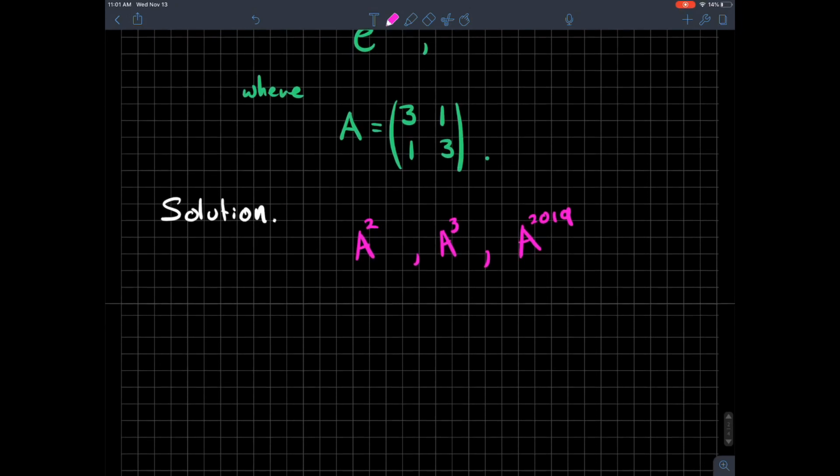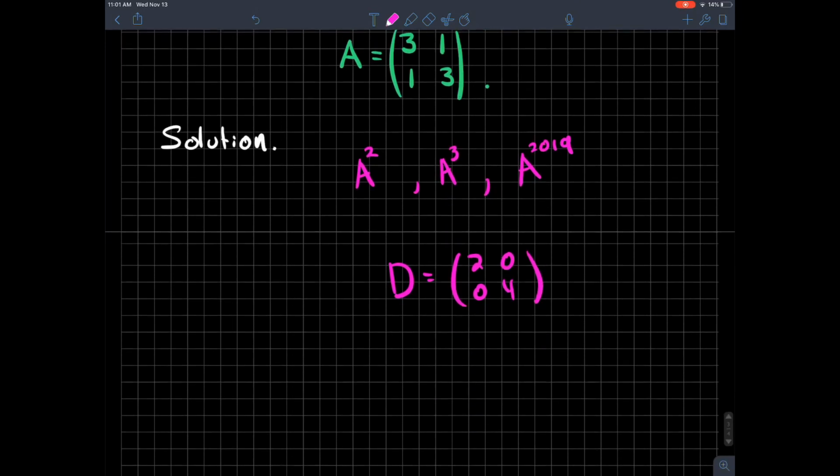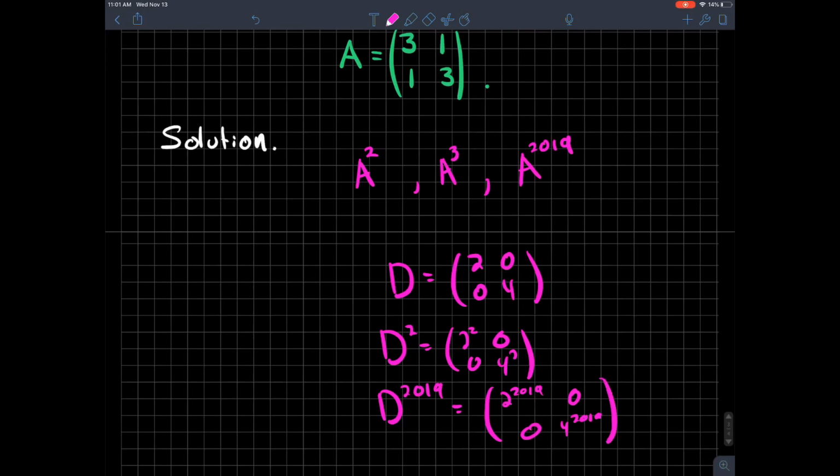But if you're dealing with diagonal matrices, such as D = [2, 0; 0, 4], then that is a lot easier. Computing D squared is just 2 squared, 0, 0, 4 squared. And also computing D to the 2019 is going to be 2 to the 2019 and 4 to the 2019, 0, 0. So hence, it is nice to compute e to a matrix when the matrix is a diagonal matrix.